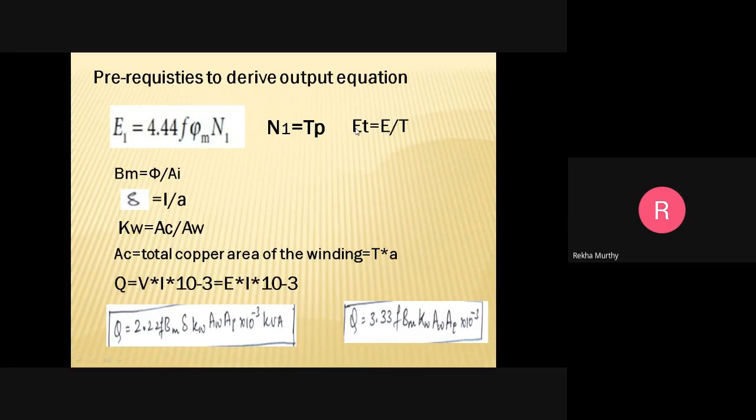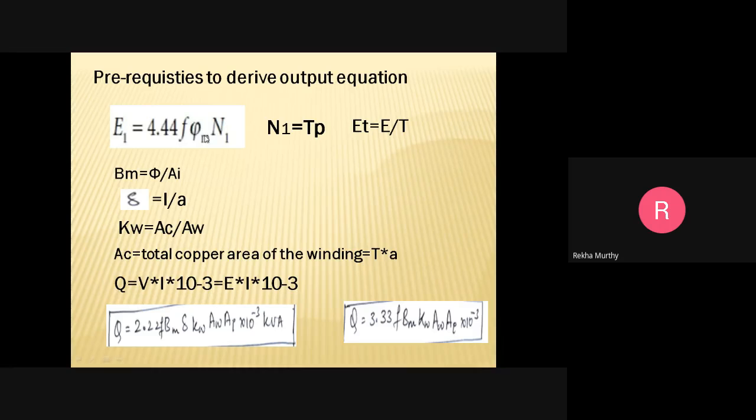We call this EMF per turn. So this T is a small letter, a suffix downwards, ET. ET means EMF per turn, which you write in brackets. EMF per turn means EMF divided by turns. This is the basic thing you should be aware of. So this is the first basic thing.